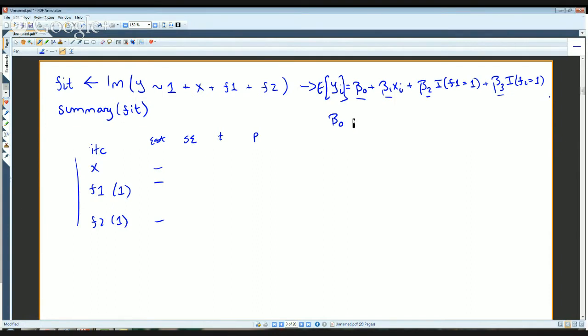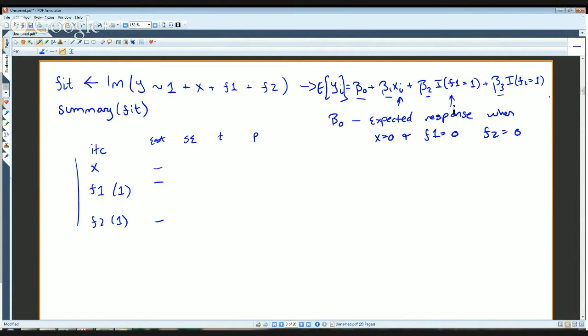Beta naught is the expected response when x equals 0, f1 is at the reference level, and f2 is at its reference level. And we can see that because what would we have to do to get beta 1 out of this equation? We would have to plug in 0 for x.